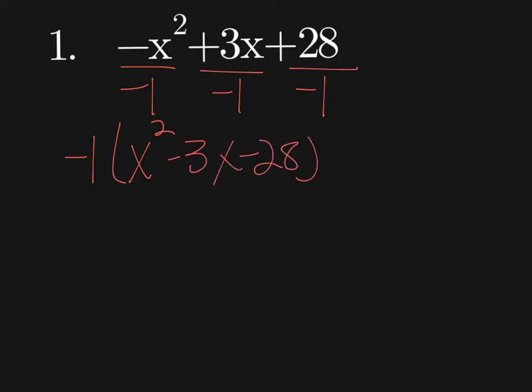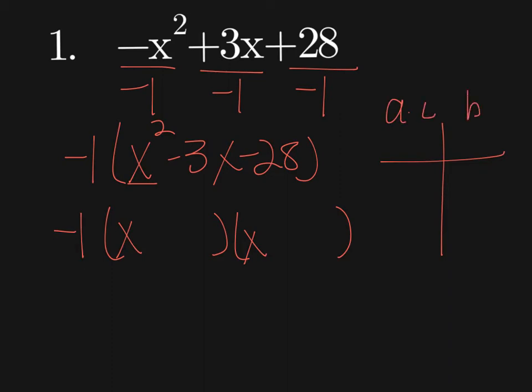Now, since we have a trinomial, we need to break our trinomial up into our two parentheses. And we have an x, so we're going to split our x up. Off to the side, we're going to do our table. So we have a times c and b. So a times c is 1 times negative 28, which is negative 28. And then our b term is negative 3. So again, I want factors of negative 28 that are going to add up to negative 3.